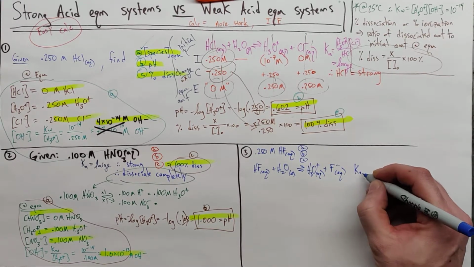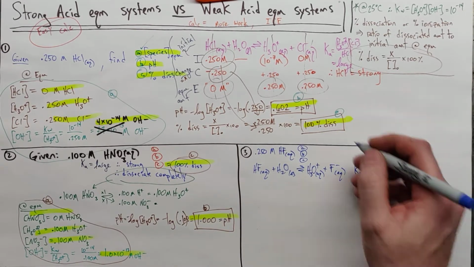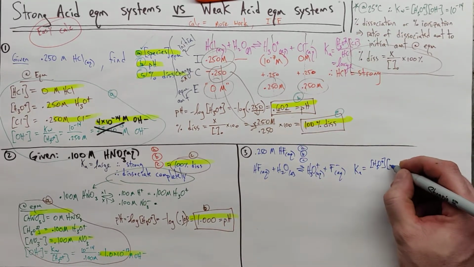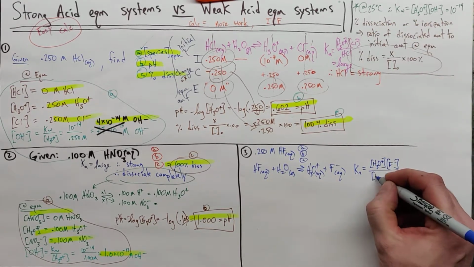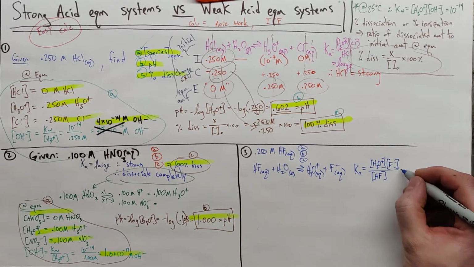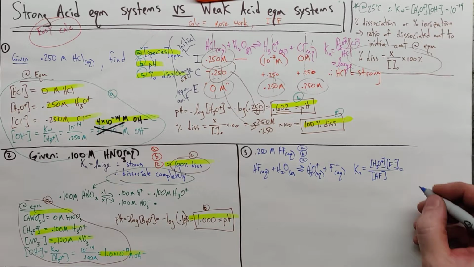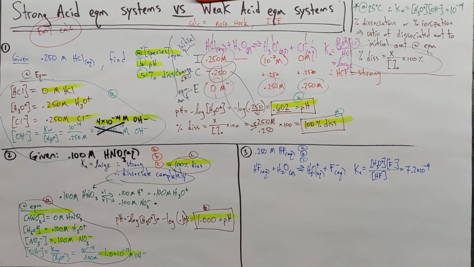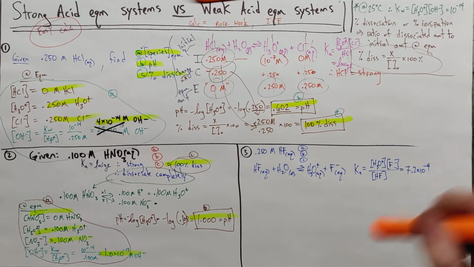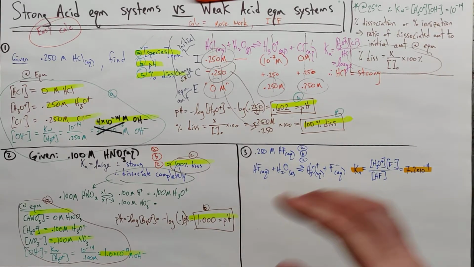Our Ka expression here is H3O+ times F-, that was Cl- there, but that looks familiar, over the concentration of HF. This has a number, and I got that number from a table of K values. That number is 7.2 times 10 to the minus 4th. This is tremendously significant because it says to us that HF is a weak acid.